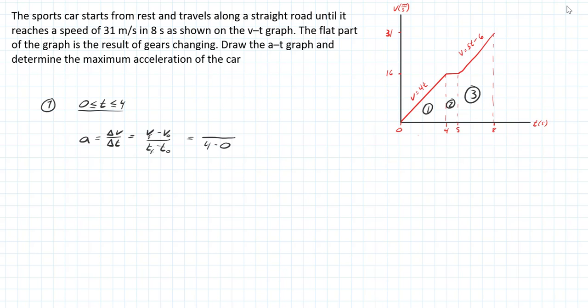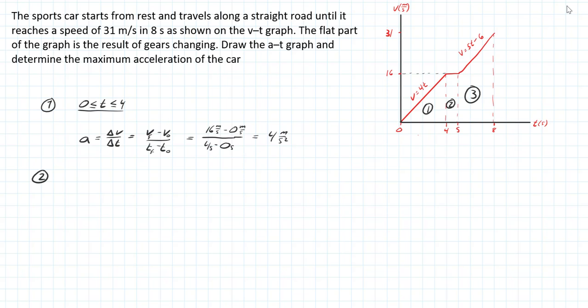Our final velocity at 4 seconds, if we look across, is given to us as 16 meters per second. And our initial velocity, well, our initial point was just 0 meters per second. So if we solve this, we have 16 meters per second, not to forget to put in our units. We end up with 16 divided by 4, or simply 4 meters per second squared.